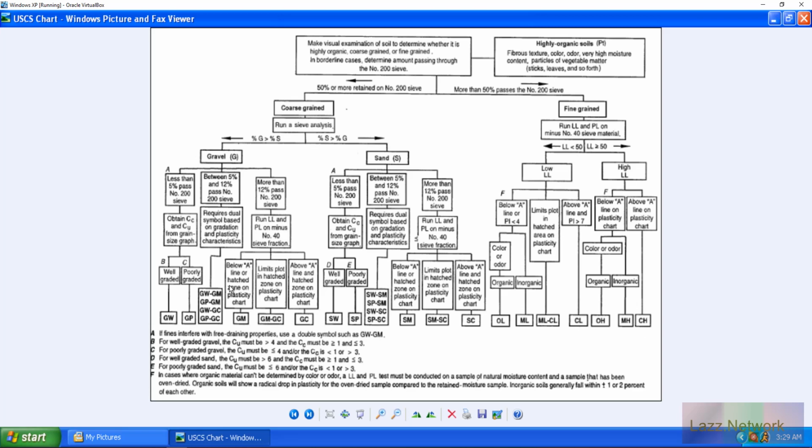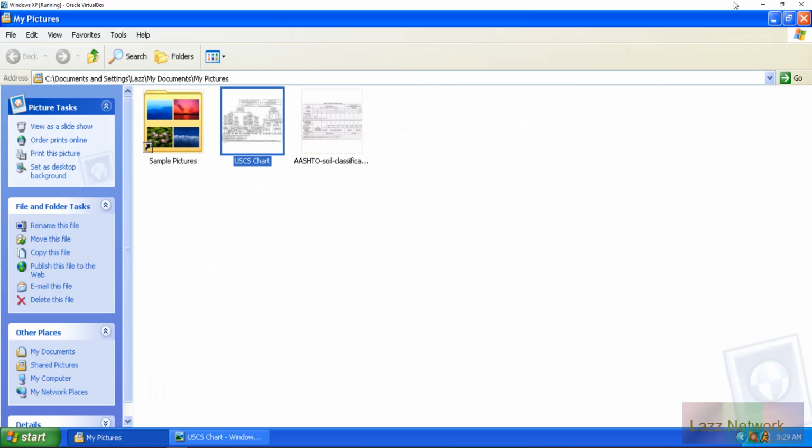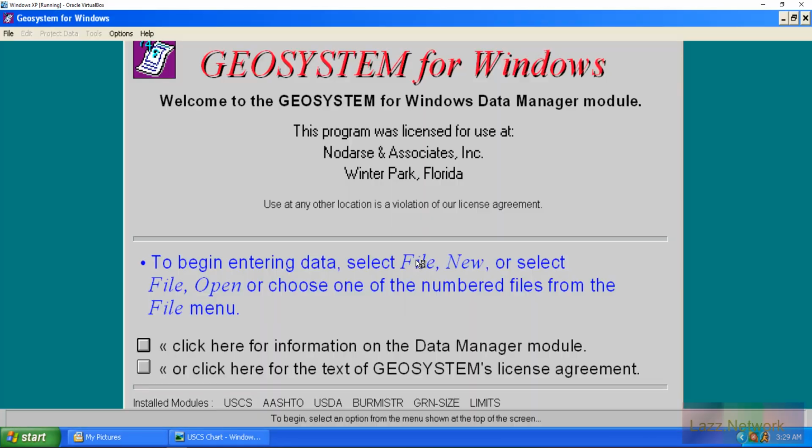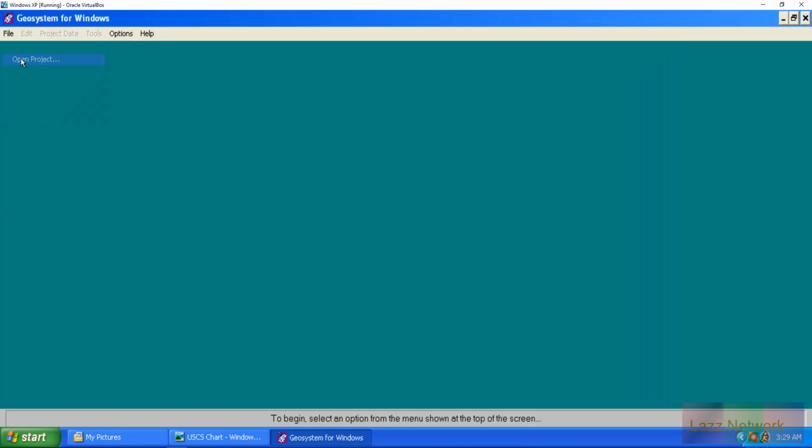If it's below the A line on your plasticity chart, it'll be a GM. If the limits plot in the hatch zone, then it's GM-GC, and if it's above the A line, it's GC. Let me open the program real quick, and we'll take a look at the Atterberg limits.